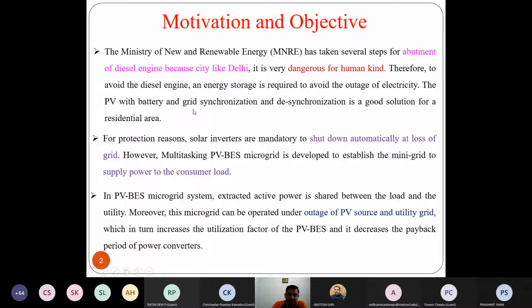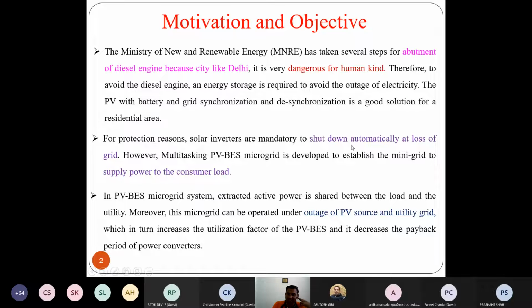So the PV with battery and grid synchronization and desynchronization. Whenever there is an outage, the system can be desynchronized from the utility. Whenever there is recovery from the utility side, there is grid synchronization. So this system with these features is a good solution for a residential area. I'm not talking about only urban areas; this is a very good solution for rural areas also. Wherever we have a residential area and we want to remove the outage of electricity.